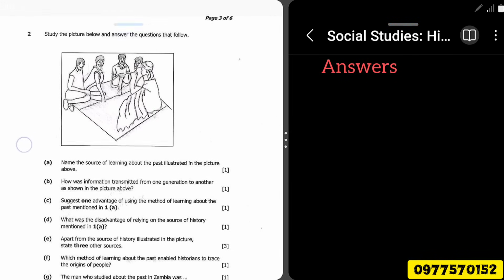Study the picture below and answer the questions that follow. Name the source of learning about the past illustrated in the picture above. This is oral tradition. How was the information transmitted from one generation to another as shown in the picture above? By word of mouth, which is telling stories.